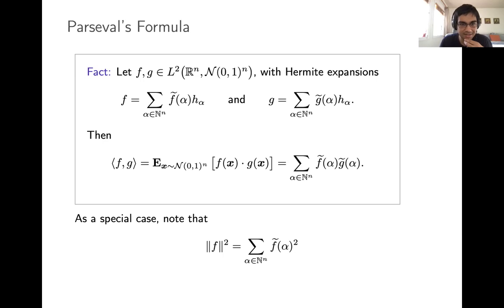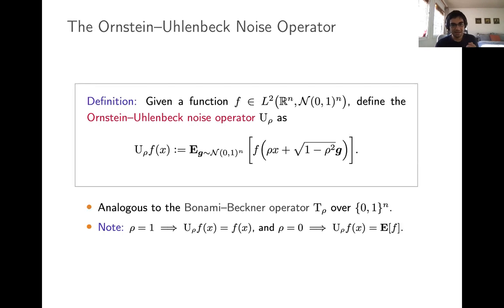So let's actually move on to the noise operator. The Ornstein-Uhlenbeck noise operator is analogous to the Bonami-Beckner noise operator over the Boolean hypercube. And it's defined as follows. Given a function f, you define the new function U rho f as follows. U rho f of x is defined to be the expectation of f of rho x plus square root 1 minus rho squared g, where the expectation is taken with respect to g.